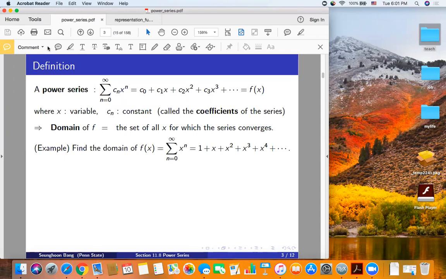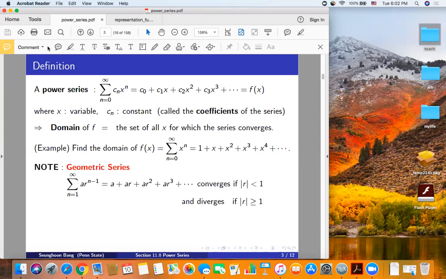In this example, find the domain of f of x. The f of x is the summation from n equal to 0 to infinity of x to the power n. You plug in n equal to 0, n equal to 1, n equal to 2 into the n. We have 1 plus x plus x squared plus x cubed plus x to the 4 and so on. This is a power series. So how can you find the domain? I want to use the geometric series. Can you remember the previous one?